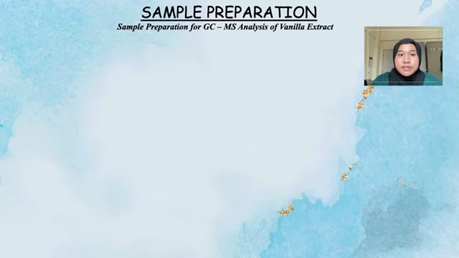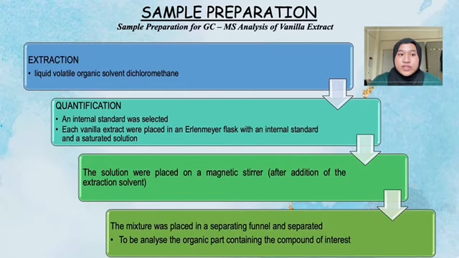Firstly, we will look at the sample preparation for gas chromatography analysis of vanilla extract. For the extraction, the liquid volatile organic solvent of dichloromethane was used. This organic solvent needed to be water immiscible and able to solubilize the aroma compounds. For the quantification, an internal standard was selected in order to monitor the extraction yield and to quantify the key components. Each vanilla extract was placed in an Erlenmeyer flask with an internal standard and a saturated solution to help the migration of hydrophilic molecules towards the organic solvent during the extractions.